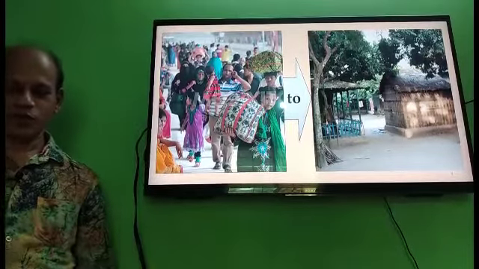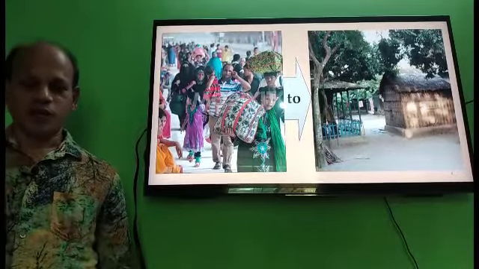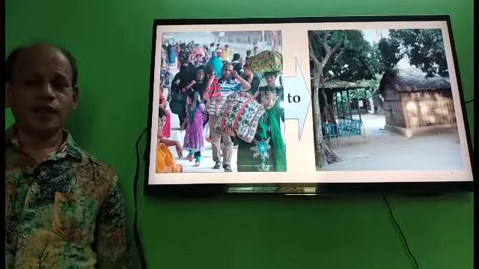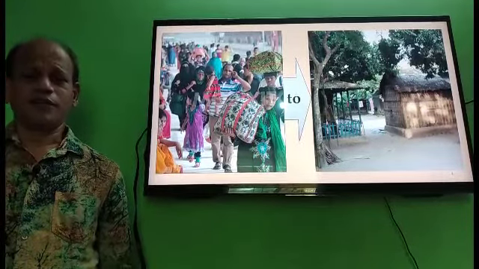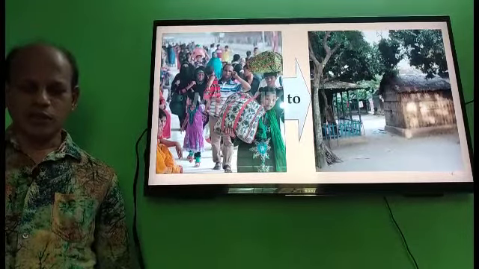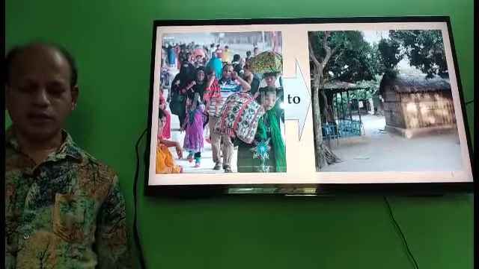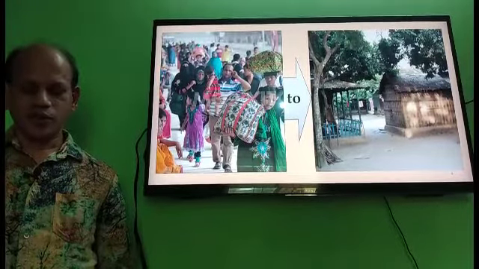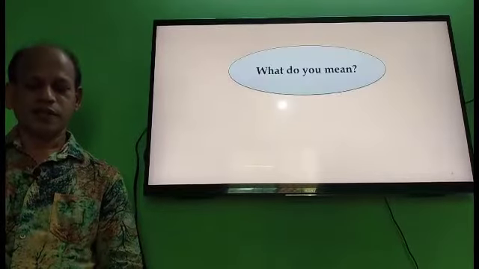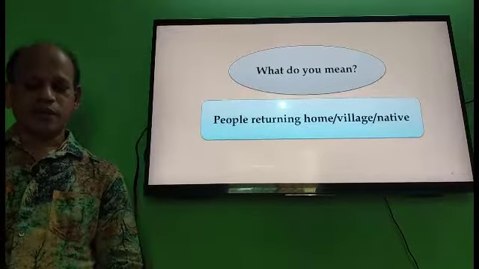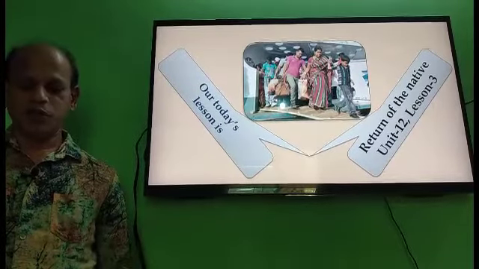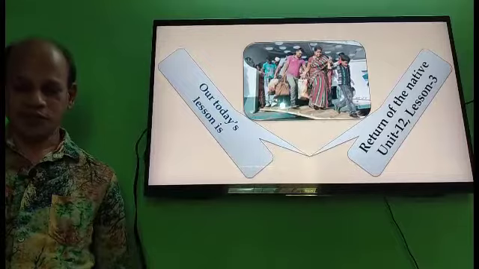Look at the house. It's a typical Bangladeshi house. So they are coming back from foreign countries and returning to their own land. Come back, we can say in another word, return. So our today's lesson is the Return of the Native. Unit number 12, lesson number 3.